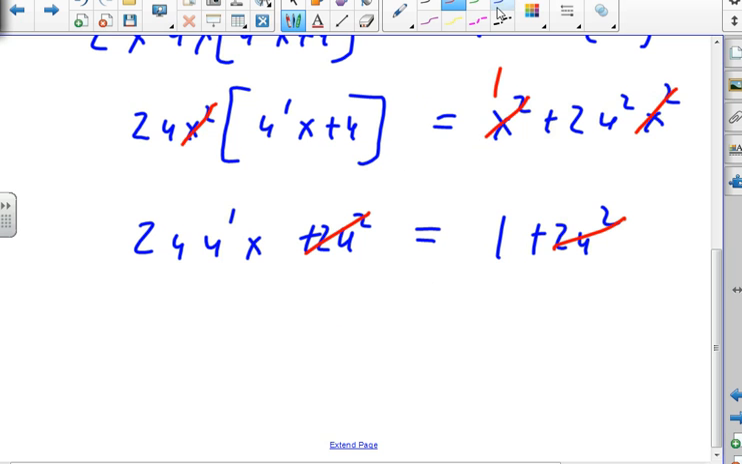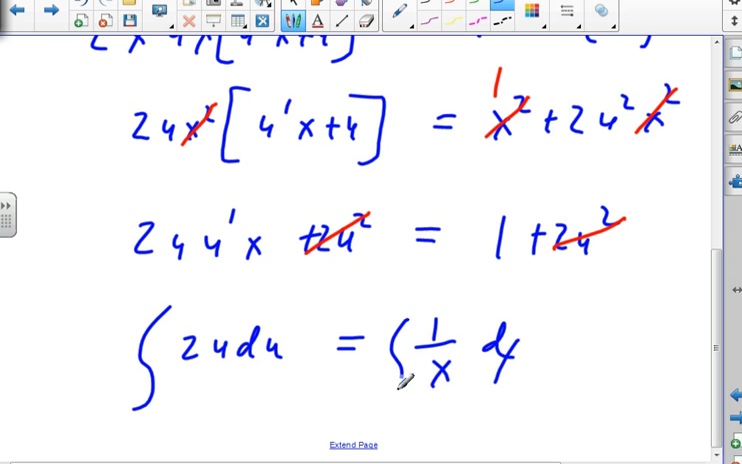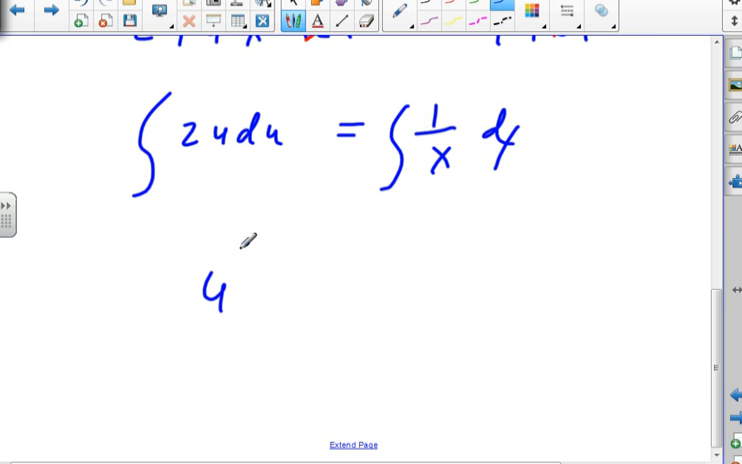And now I have 2u du is equal to 1 over x dx. I now have separated variables, and I can integrate both sides of my equation, and I can have that u squared is equal to the natural log of x plus some constant c. Okay? Excellent. Now I'm going to substitute back.